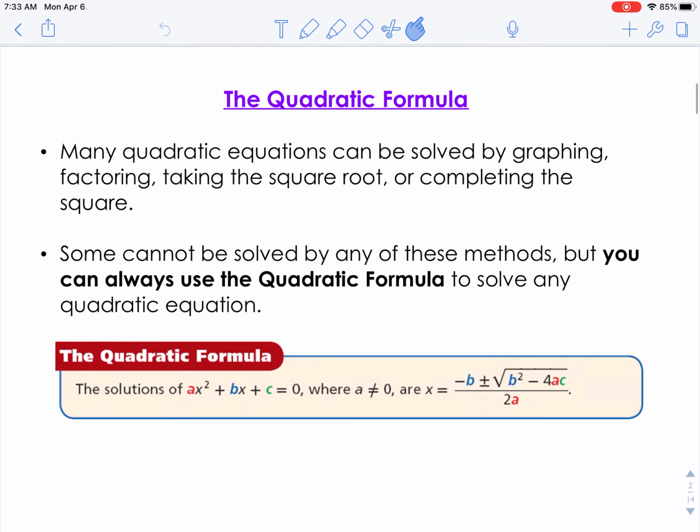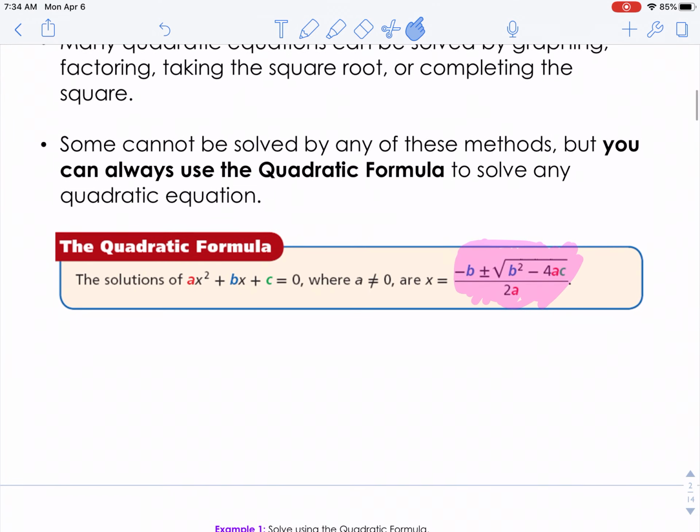Here's the quadratic formula right down here. This must be memorized. Okay? Negative b plus or minus the square root of b squared minus 4 times a times c, all divided by 2a. That is the quadratic formula. It must be memorized. The song will help you.